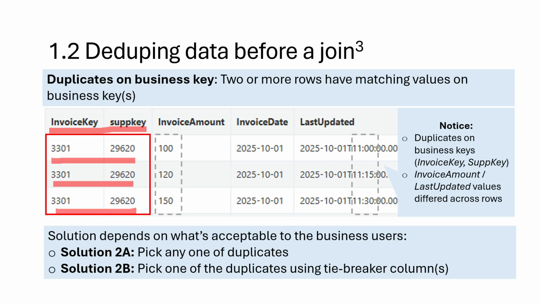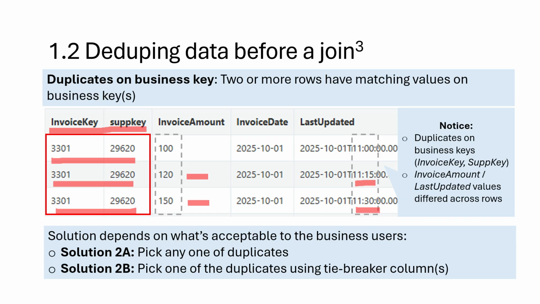At the same time, if you look at the values in other columns, for example, invoice amount, the values are different between the rows. Similarly, in the last updated column, the values are different between the rows. So, in this scenario, wherein we have duplicates only on the business key and not necessarily on other columns, we can refer to that duplicate data as duplicates on business key.